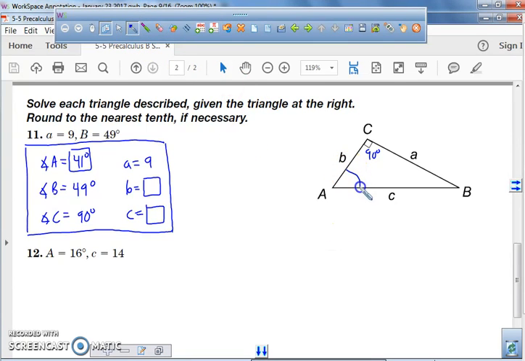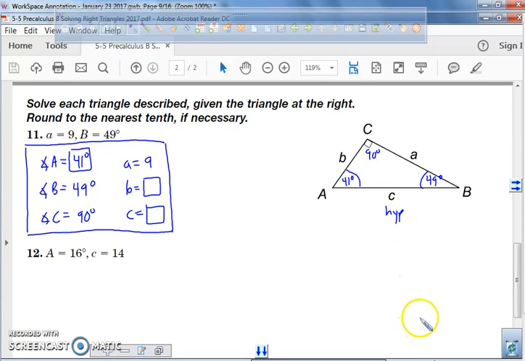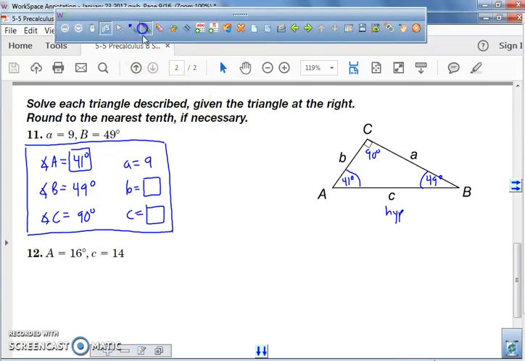Right now, what are we saying A is equal to? 41 degrees. Angle B is 49 degrees. C is our hypotenuse. We'll label it the hypotenuse. Now, if we're going to find lowercase b or lowercase c, we have to go from a perspective. So we have to make a choice. Which angle do you want to go from? The 41-degree angle, or the 49-degree angle? All right, you want to go from 49? We'll go from 49.